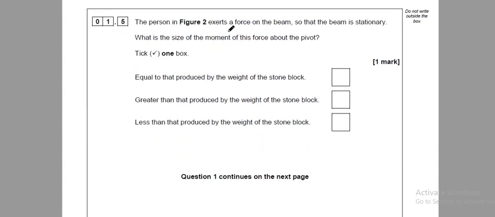The person in figure 2 exerts a force on the beam, so the beam is stationary. What is the size of the moment of this force about the pivot? It should be equal to that produced by the weight of the stone.